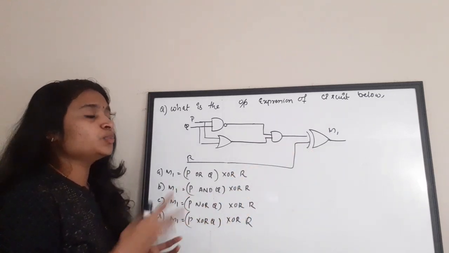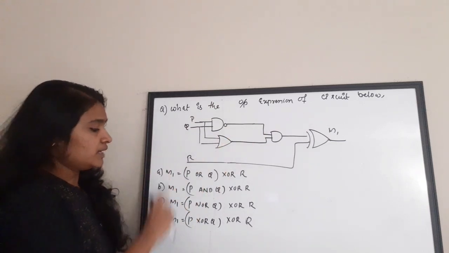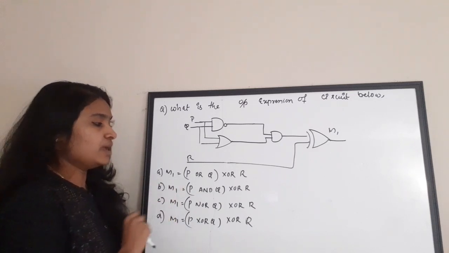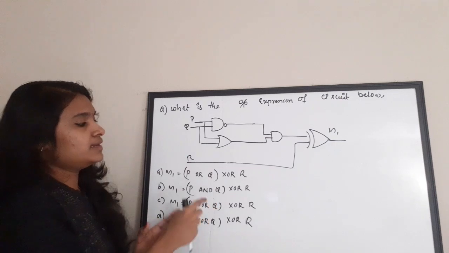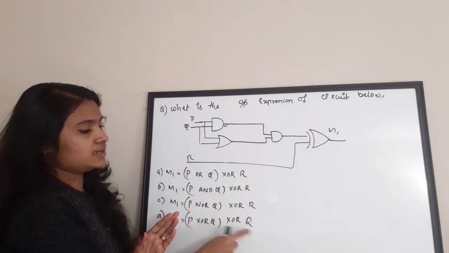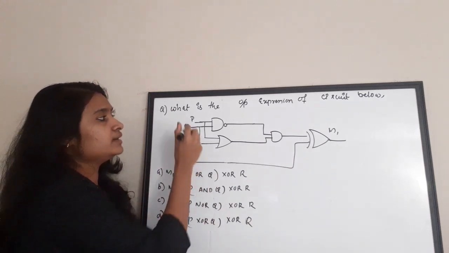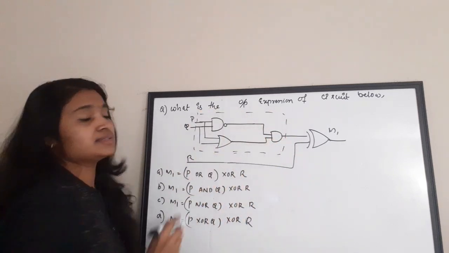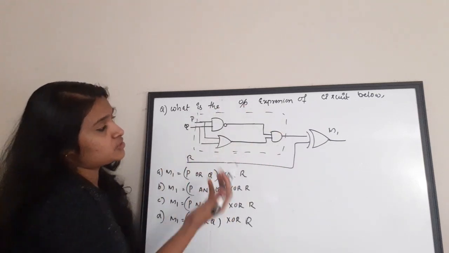So you need to find the output of this circuit. Output is represented by M1. And here the options are given in the form of expressions for M1. By looking at the options, one thing is clear that the last term is constant. That is XOR R, XOR R, XOR R and XOR R. Here R is our third variable. So if we find the expression of this much of the circuit, you can answer this question.